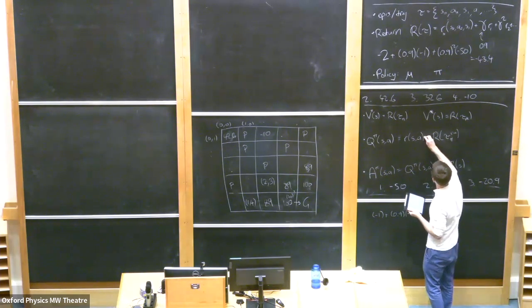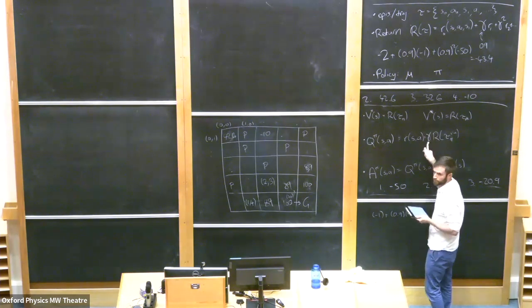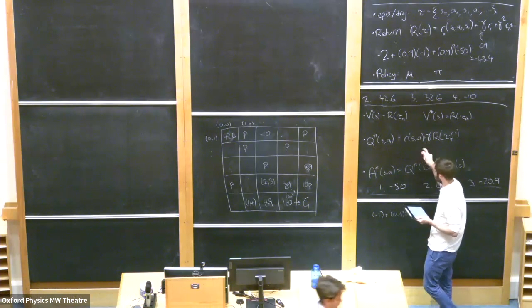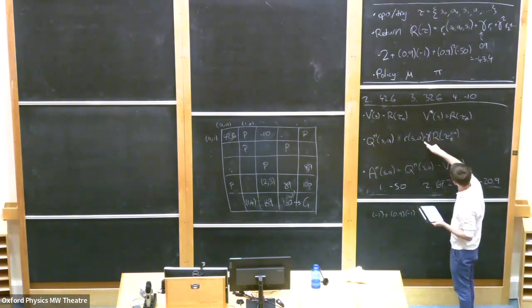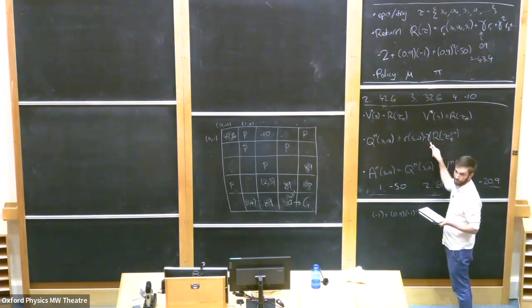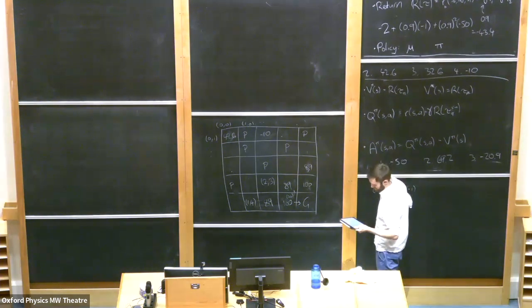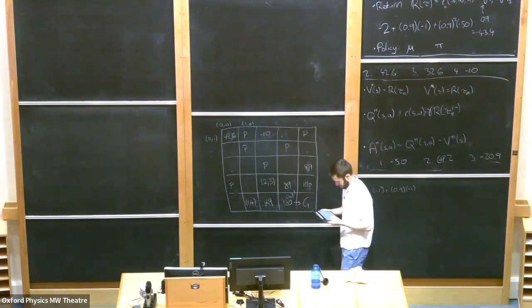Sorry, this is not good. Sorry, this is not right, because this should be the return. Yeah, sorry, so this was a mistake. There should be a gamma here, because the next step will already be penalized. Hopefully, with that, this was correct. Thanks. Okay.